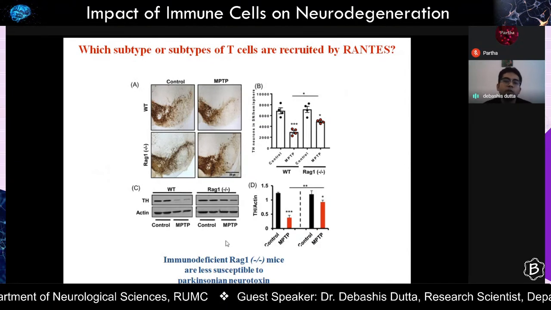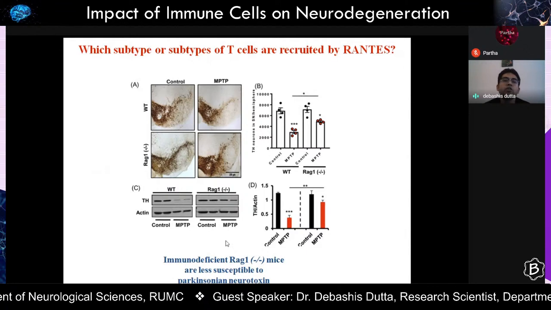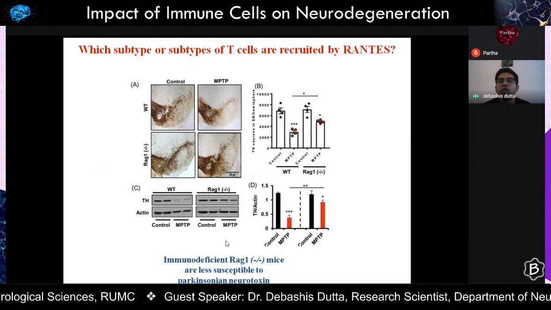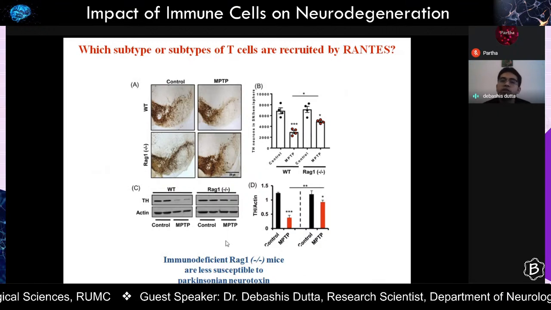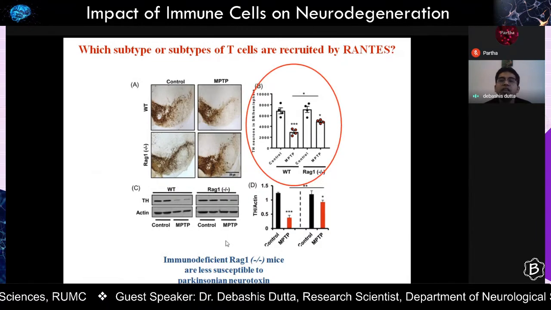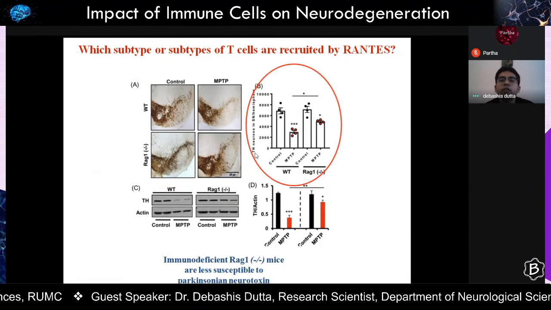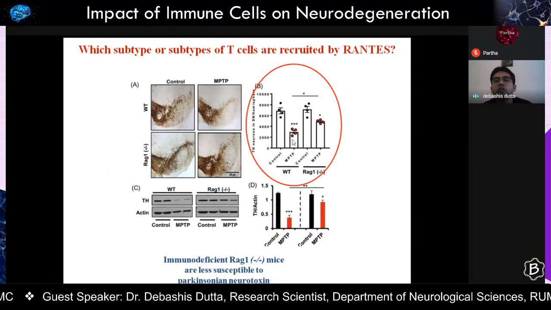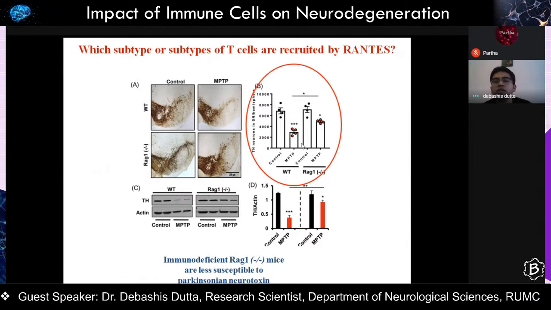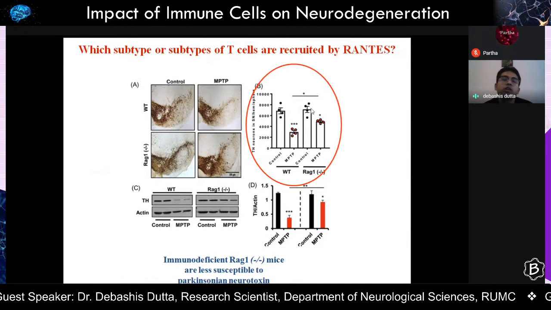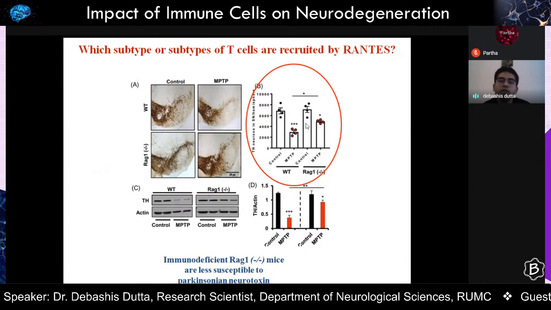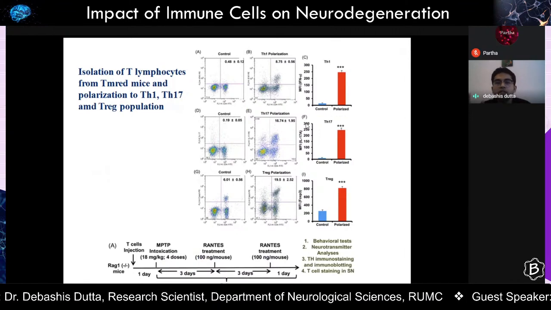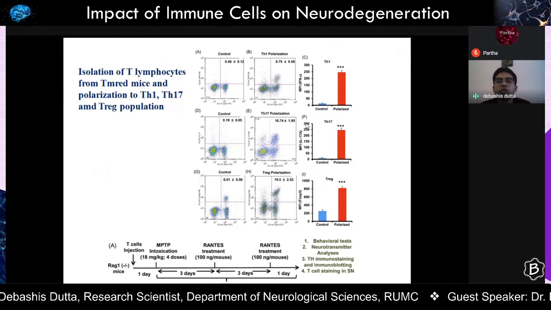So for that purpose, we took advantage of the immunodeficient RAG1 knockout mice. The RAG1 knockout mice do not have any mature lymphocytes, so obviously they are less susceptible to Parkinsonian neurotoxins like MPTP. When wild-type mice have more than 40 or 50% neuronal death, RAG1 knockout mice only have 20 to 30% neuronal death. So we took advantage of these mice because they do not have any active T cells or T lymphocytes within their body.